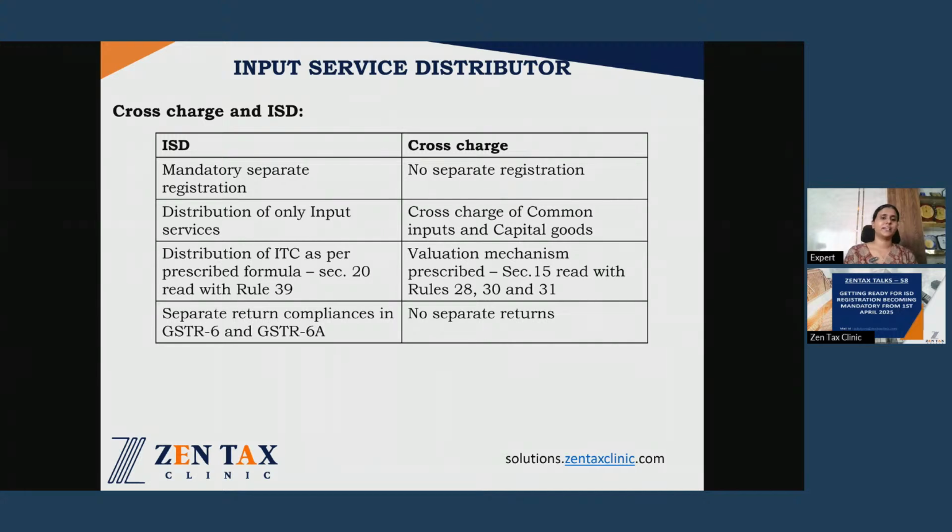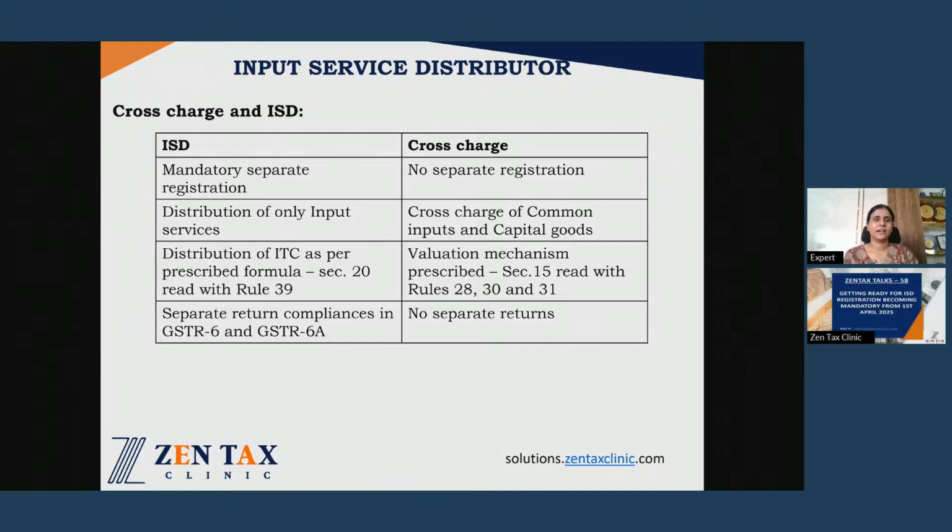We will see the differences between the ISD and cross charge. The first one is that, as we saw, the ISD should get mandatorily registered under GST, and they are given a separate GST number. In case of cross charge, no such registration is required. Through ISD, we can distribute input services. Cross charge is actually not defined in GST law. It is a general term used for transfer between distinct entities. So cross charge can be for goods also or for capital goods also.